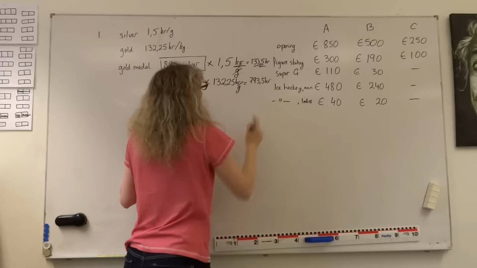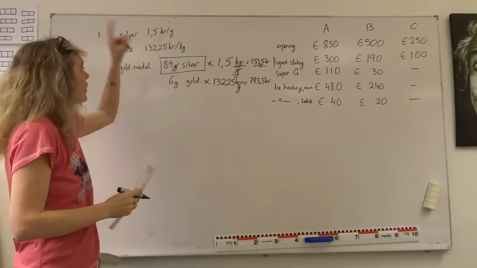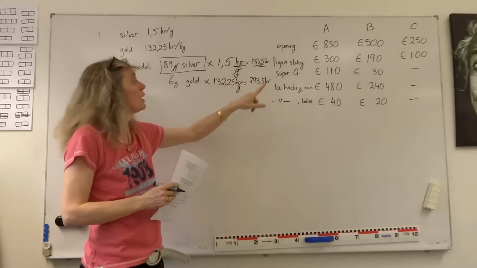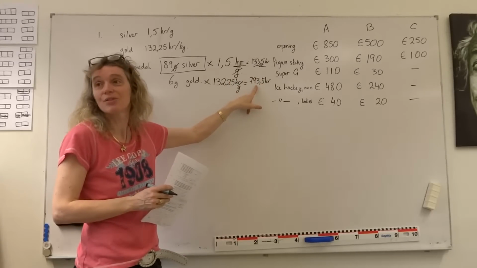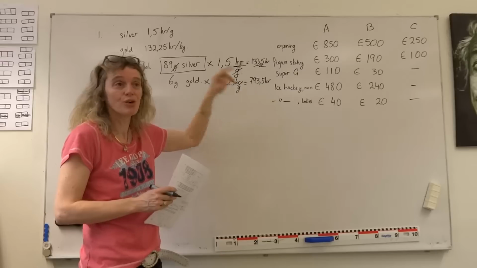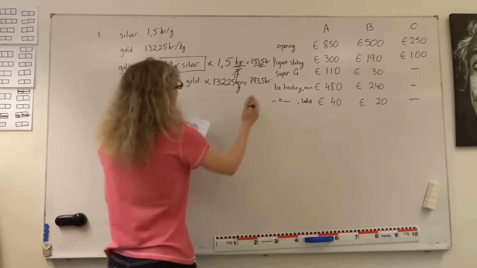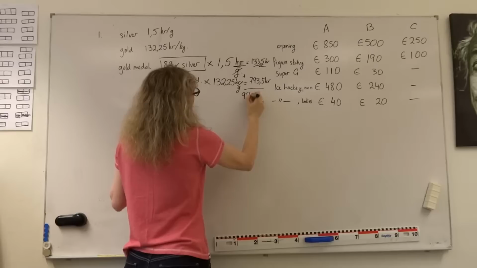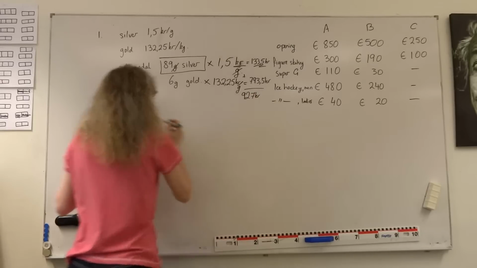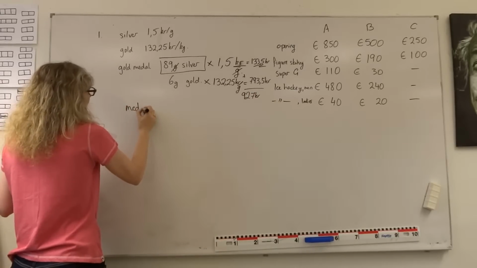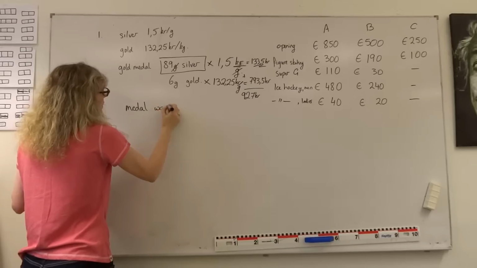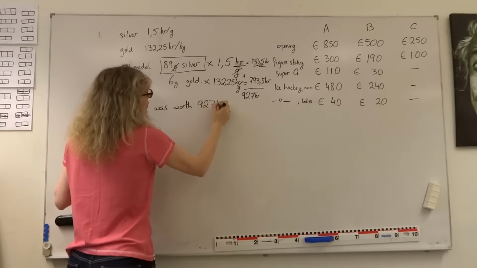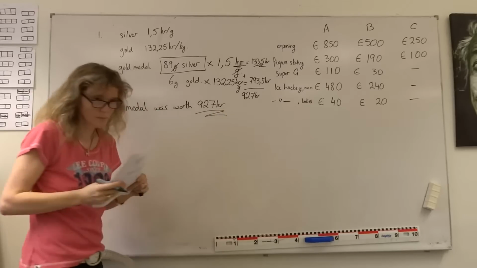793.5 kronas. So the amount that the silver, the large amount of silver, was actually only worth 133 kronas. And the amount of gold, that's only 6 grams of gold, was actually worth 800 kronas. But we wanted the total price of the medal, so we add those two together, and we get 927 kronas. So the medal was worth, don't forget to answer the question well, 927 kronas. Okay?